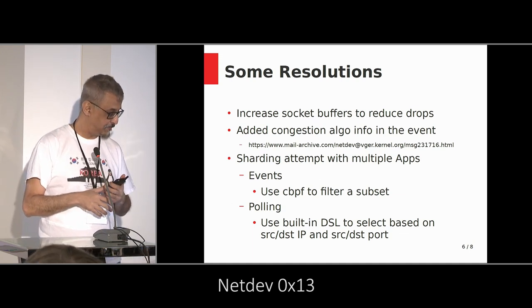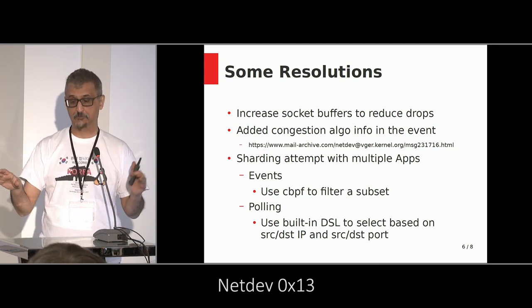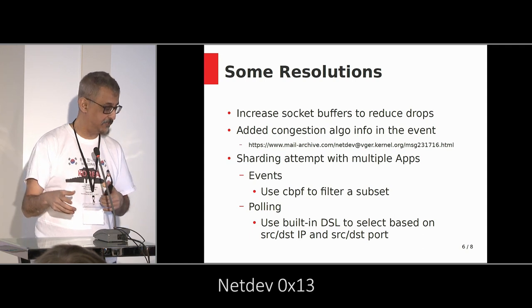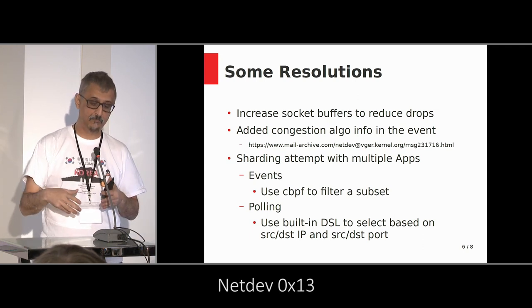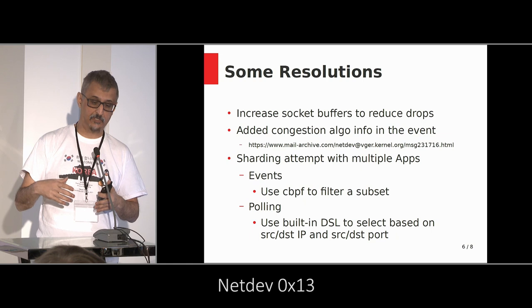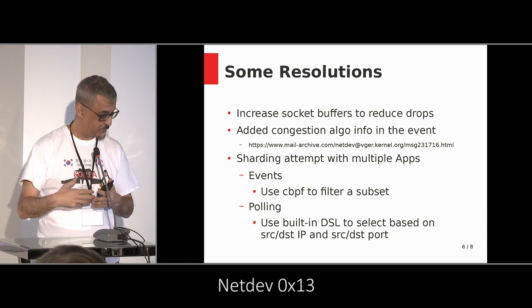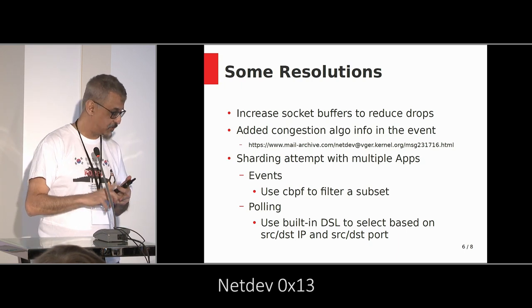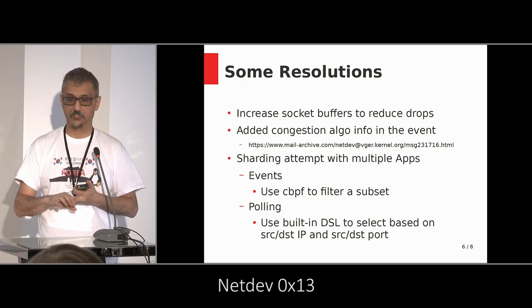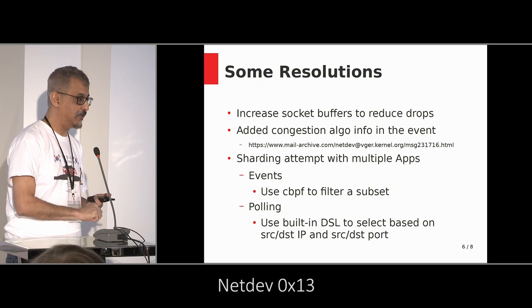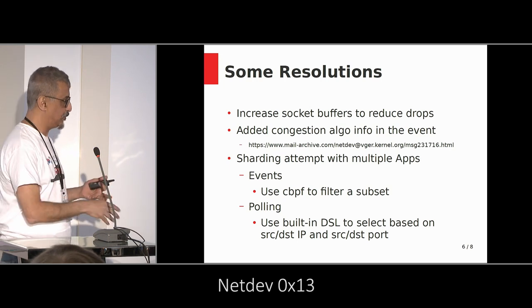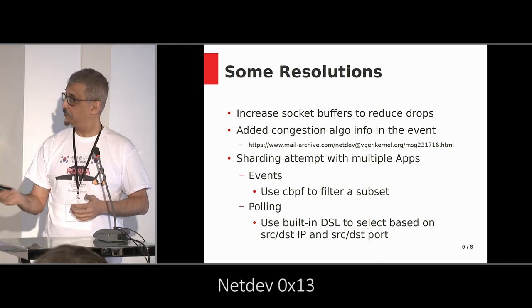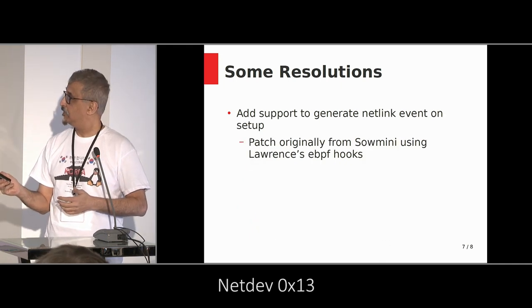The DSL is very useful. It's unlike other NetLink subsystems out there. It has some very nice properties. We could select at a socket level which source and destination IP and which source and destination port. I thought they're only positive, but Eric says you could do negative as well.